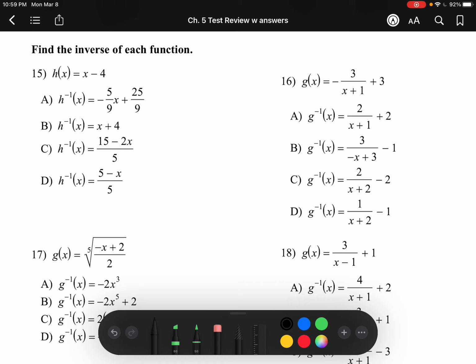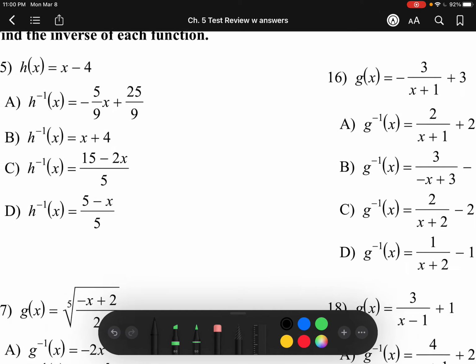And I will list off the steps. Step 1 is to change f of x to y. Step 2 is to interchange x and y, meaning that you're going to switch their positions on the equation. Step 3 is to solve for y. And then once you solve for y, the fourth and final step is to change y to the inverse of f of x. So we're going to use those 4 steps to solve these next 4 questions.